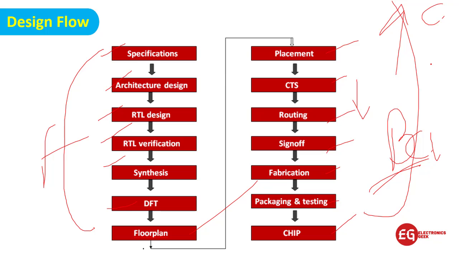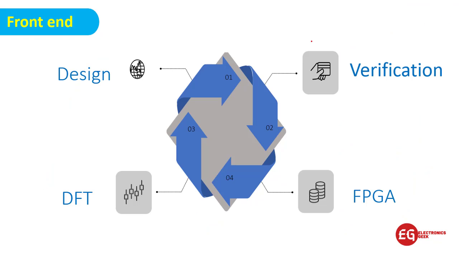Let's talk about how you can be a front-end engineer, what the requirements are and what the process is to be a front-end engineer. First you have to decide in which field you want to go. For a front-end engineer you have to choose from 4 fields.